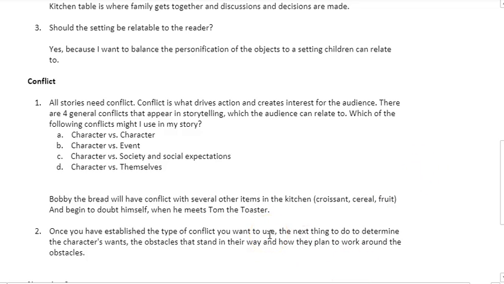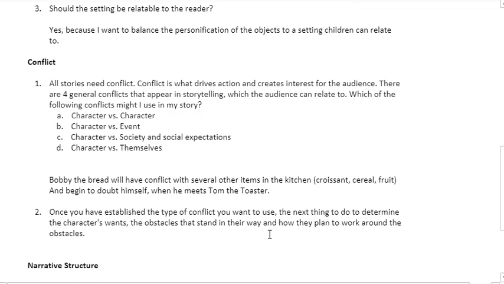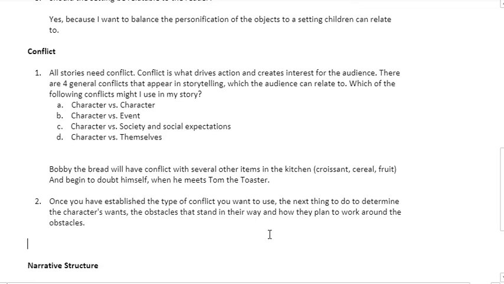So once we establish what this conflict is, we have to determine, what is it that the character wants, what's standing in their way, and how do they get around that? And so in this case, what Bobby wants is a friend. I mean, that's something that kids can relate to. We want a friend, right? And ultimately someone we can trust, which is the whole point of this book.